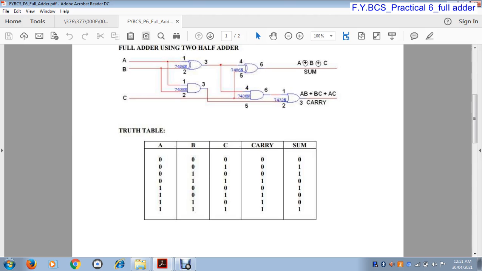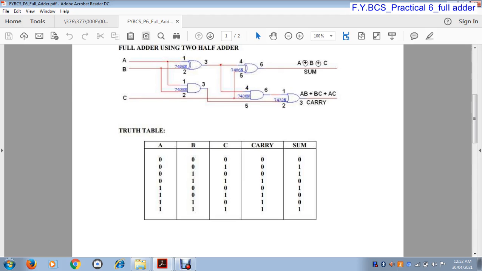Okay. The next condition is 1 1 0. A1, B1, C0. So 1 plus 1, 1 0. So sum 0, carry 1.